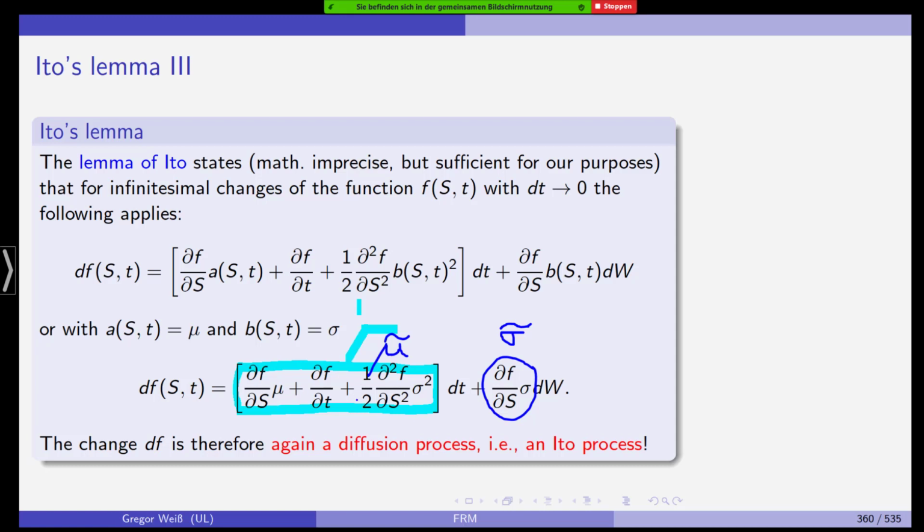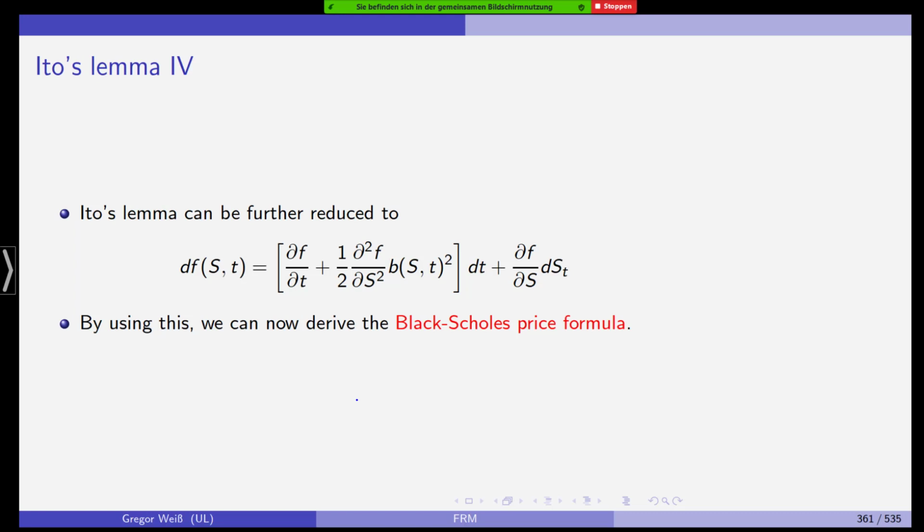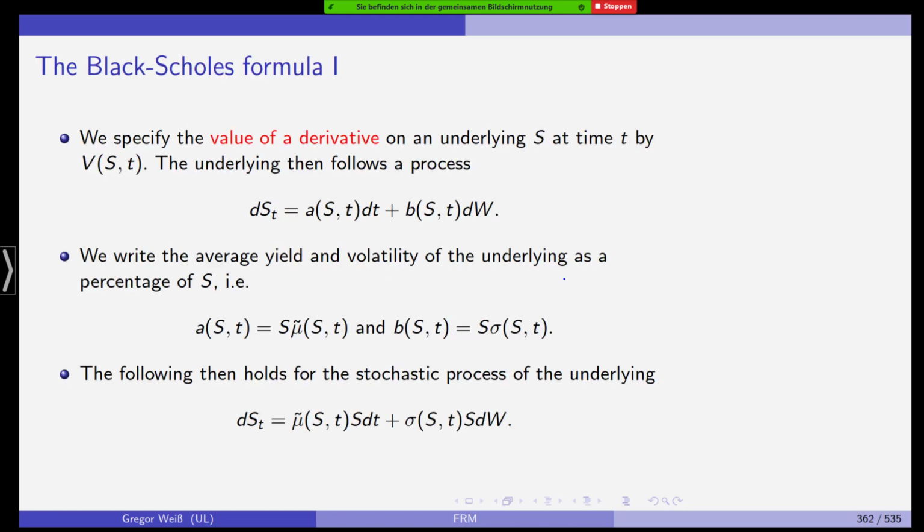That's the result. Ito's lemma states that if you assume for the stock price, for the underlying price, a diffusion process, any derivative will also follow a slightly different diffusion process, which then is also called an Ito process. You can also simplify Ito's lemma to df equals to, and so on, dt plus partial derivative dst. That's the difference, not dw, but dst. We don't need this, but we now have everything in place to derive the Black-Scholes pricing formula.